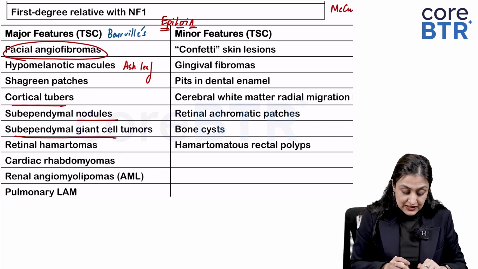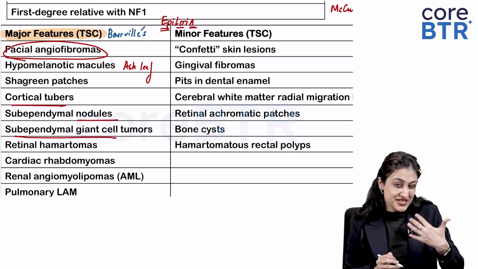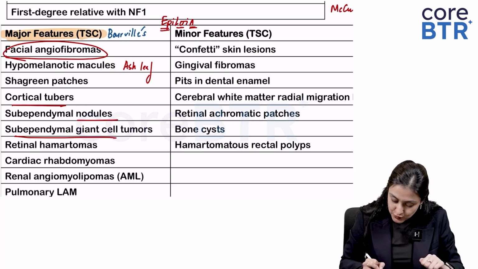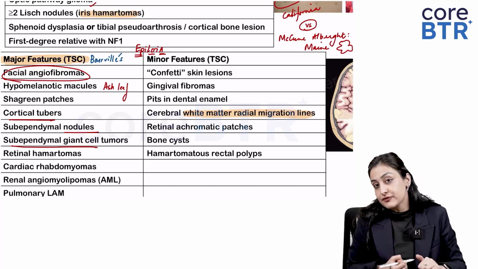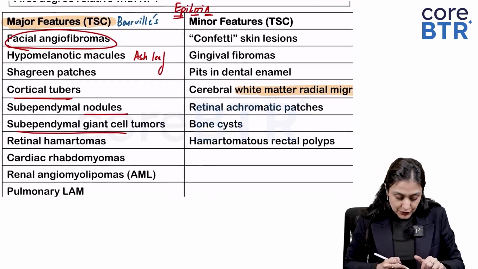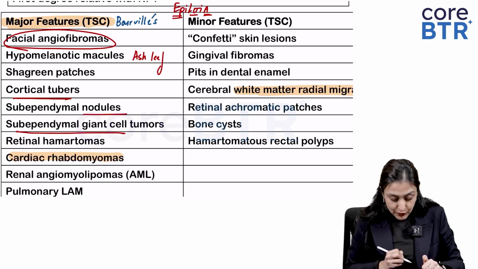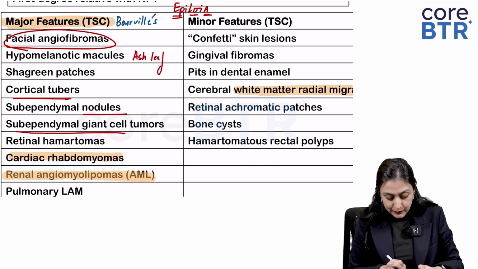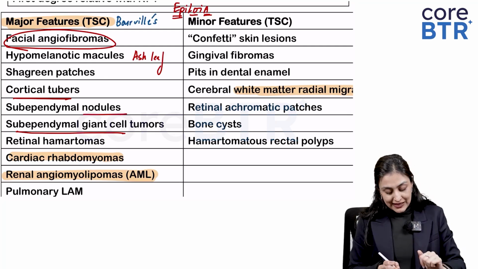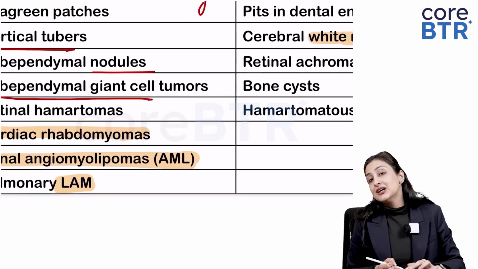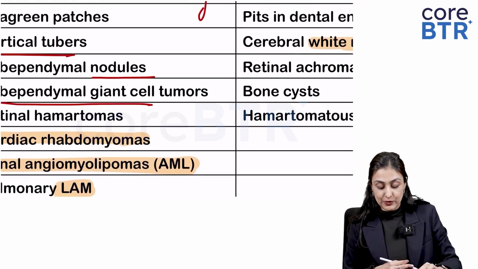This was asked, it's a very old AIIMS question somewhere when I was preparing. So what is minor is these white matter lines. So that's a minor feature of tuberous sclerosis. Then you may have cardiac rhabdomyomas, kidney, very, very important. Fat containing lesions we'll study in surgery. Angiomyolipoma and pulmonary LAM. LAM is lymphangioleiomyomatosis.